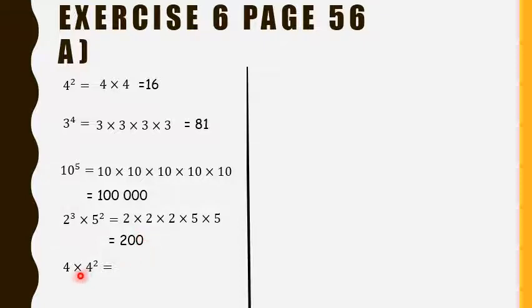Okay? Now 4 times 4 squared. 4 is written, 4 squared is 4 times 4. So 4 times 4, 16. 16 times 4, 64.